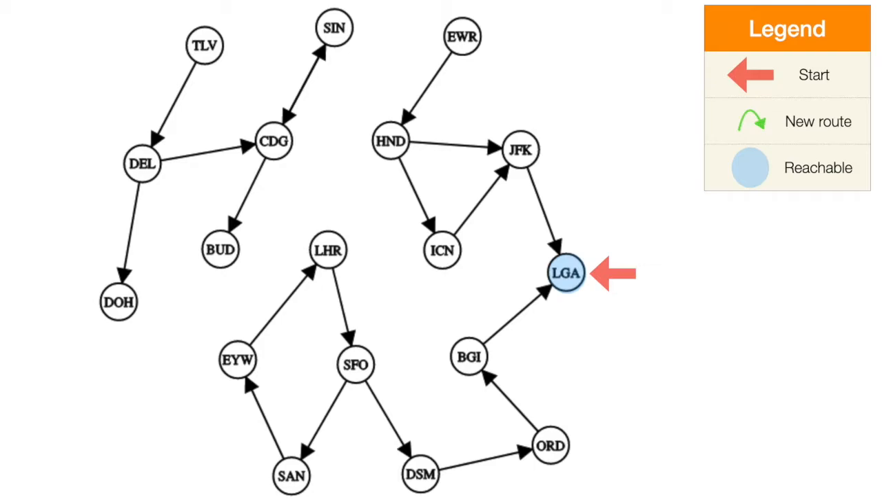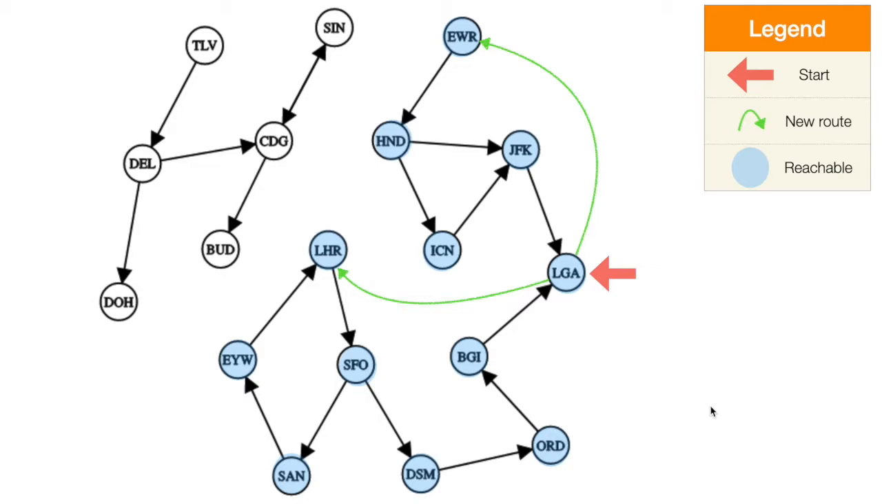The challenge is, how can we add new routes to the starting airport in a way that we can go to any other airport listed in the graph? So for example, here if we added a new route from LGA to ORD, it means that we can now reach ORD and BGI. But this is not enough for our challenge. We need to reach all of them. So instead of going to ORD, we can move to LHR, which means that we can reach all these sides of the graph.